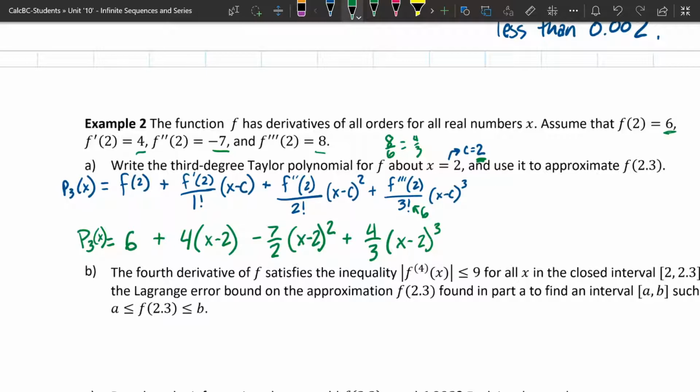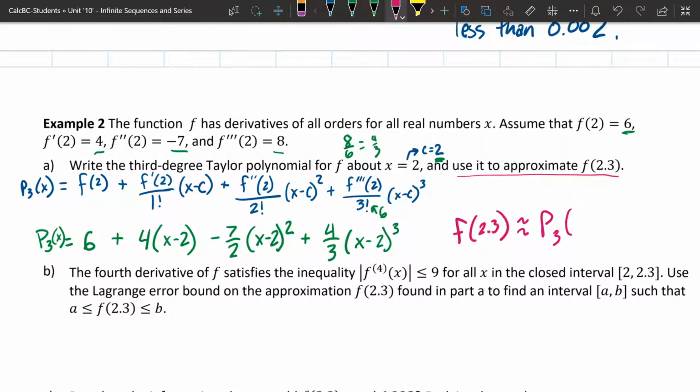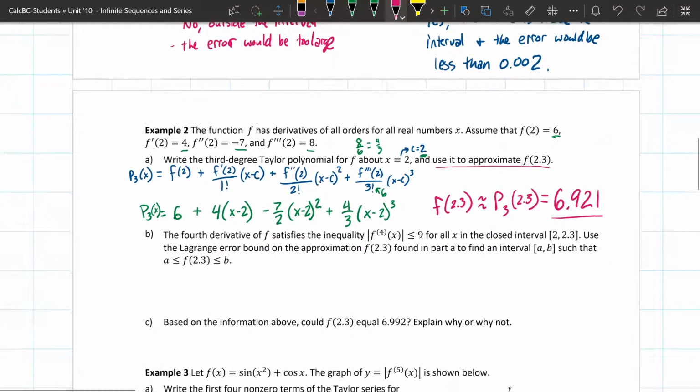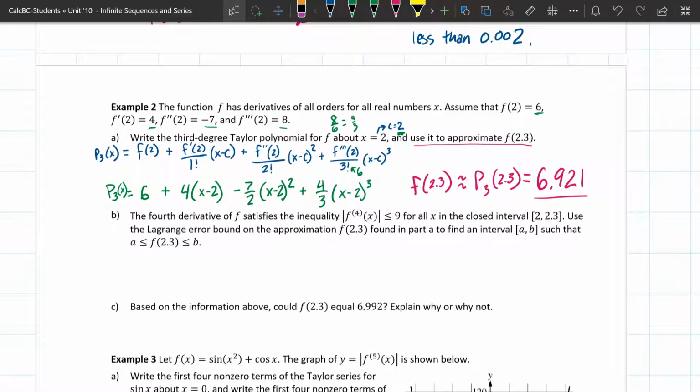Then it says use it to approximate f of 2.3. So f of 2.3 is going to be approximated by our third degree polynomial at 2.3. If we plug in that 2.3 for each of those x's, those differences are just going to be 0.3. For time's sake, plugging that into our calculator, we get 6.921. That would be our approximation of our function at x equals 2.3.